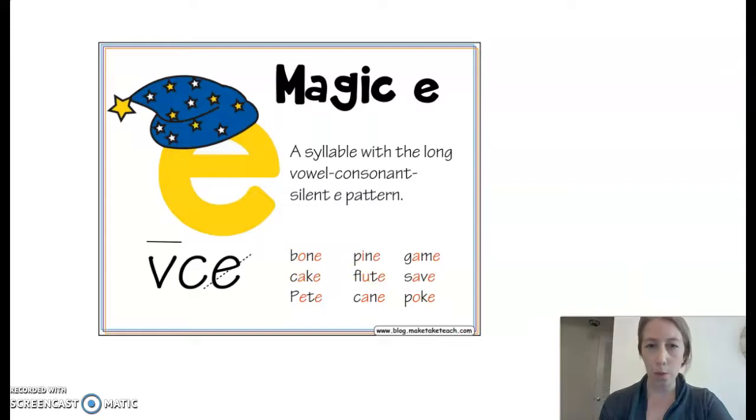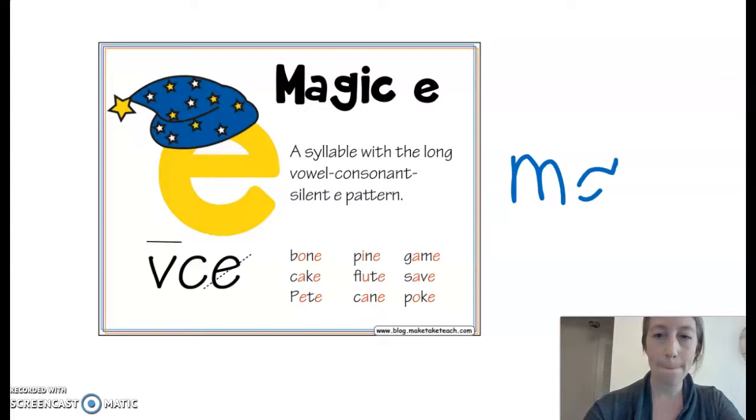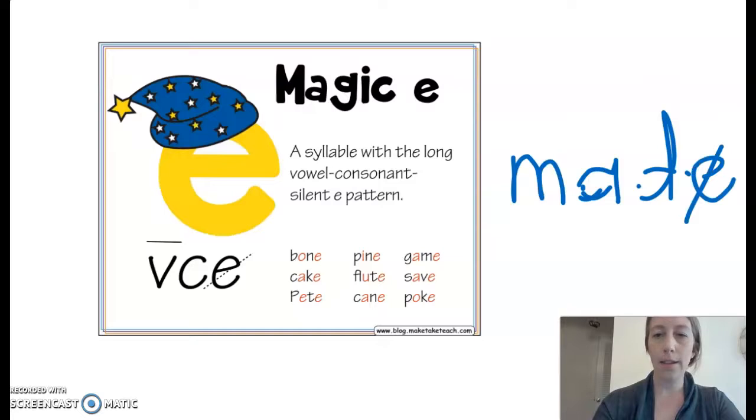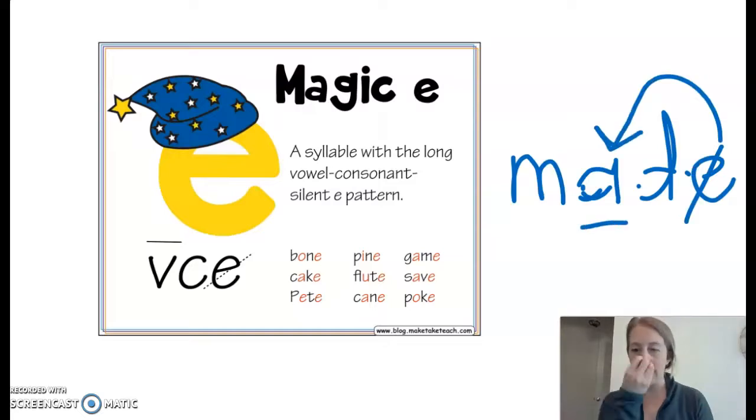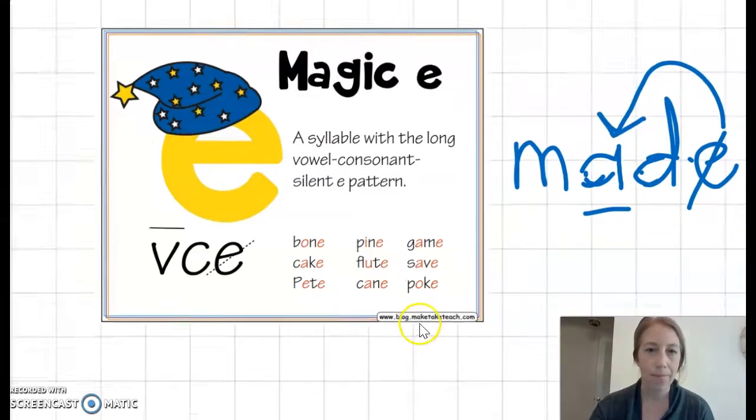We've seen a lot of these words this year. The E is silent. It finds its vowel friend and makes it say its name. Made. I made my bed this morning. So that's another syllable type, magic E.